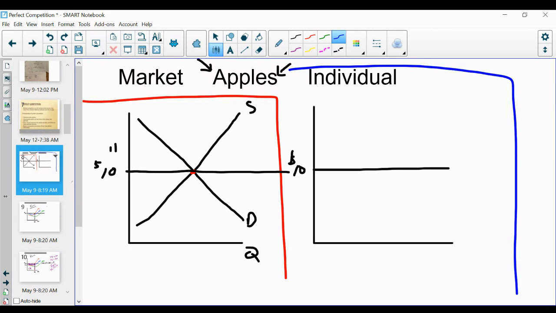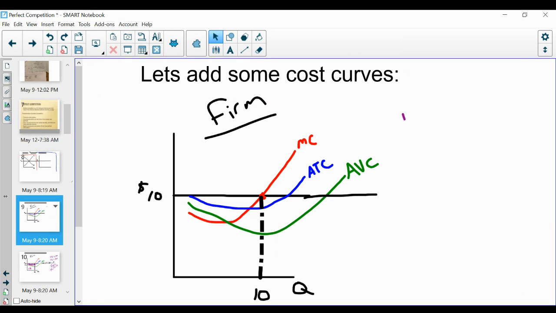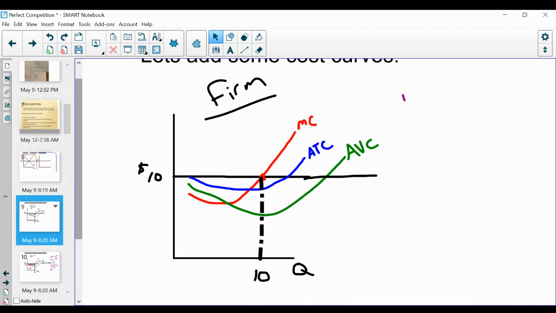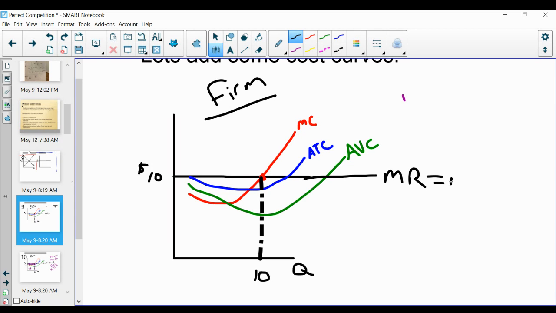Now we're going to focus on this individual demand curve and figure out what our profit is. I've underlined that this is a firm. One thing you do need to know is that the demand curve, the line in black, is also referred to as Mr. Darp. Marginal revenue equals demand equals average revenue equals price. This black solid line represents all of these.